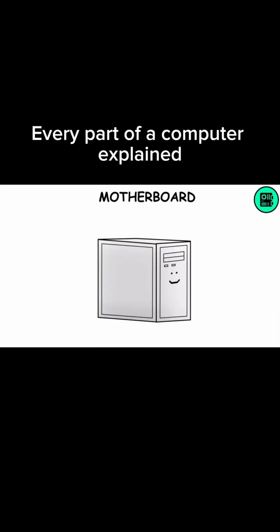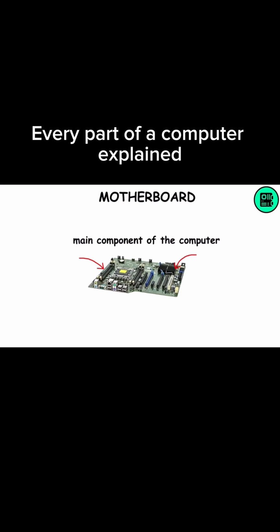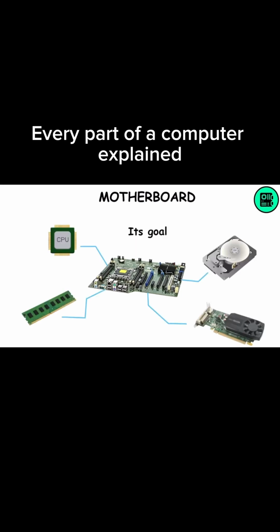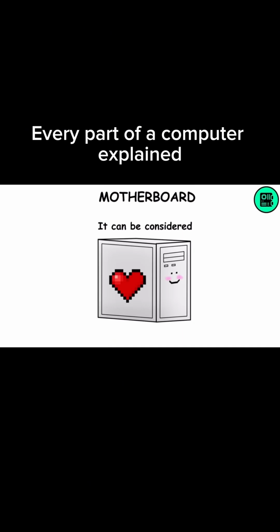Motherboard. The motherboard is a wide and flat circuit board, and it's the main component of the computer, where every other component gets connected. Its goal is to make the different parts of the computer communicate with each other. It's relatively cheap compared against other components, even though it's arguably the most important one. It can be considered the heart of the computer.